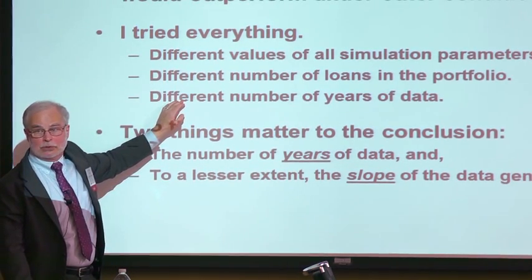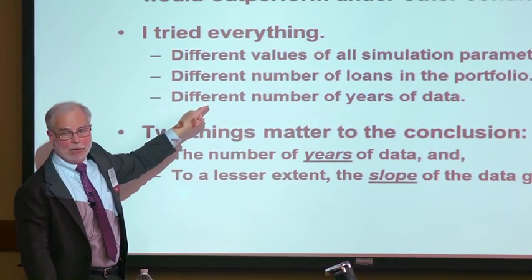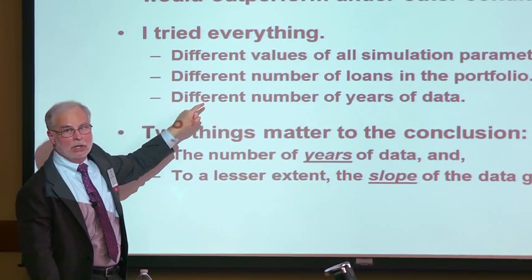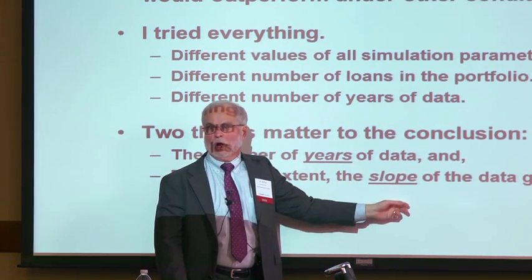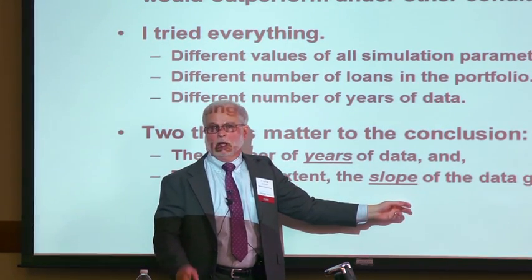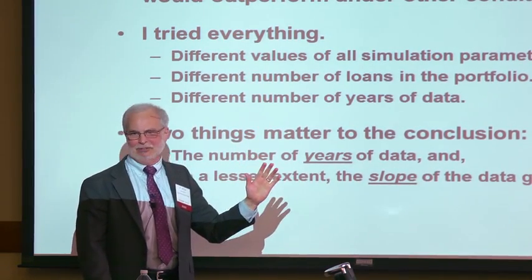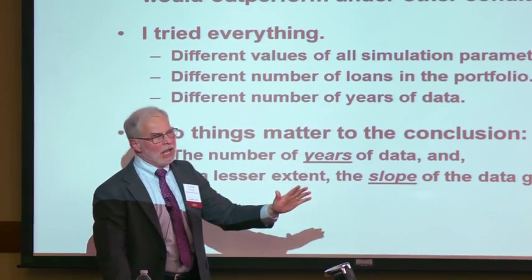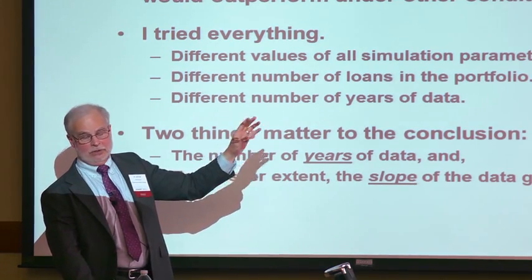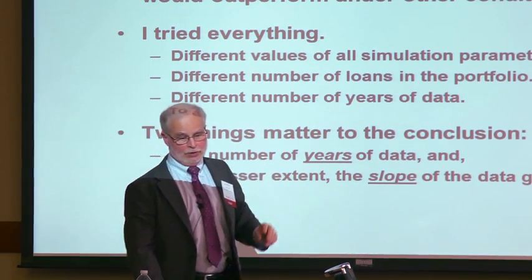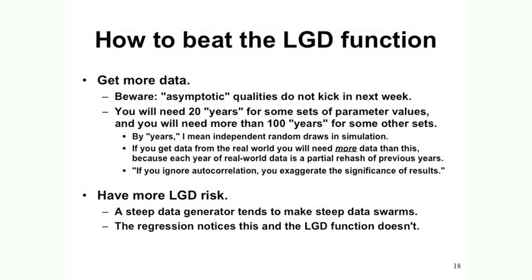The number of years, I only used 10 years. This turns out to be the Moneyball. That's what matters. Number of years of data, and to a lesser extent, the slope of the data generator. In the example you saw, the data generator was steeper than the function, but not a heck of a lot. It was steeper, but not greatly steeper. If you crank that data generator steep enough, then it produces data swarms that are steep enough that they're worth looking at by regression. So there are basically two ways to beat this function.